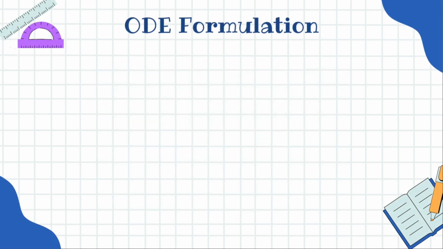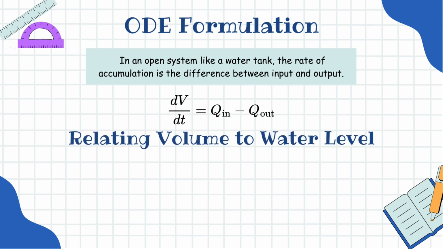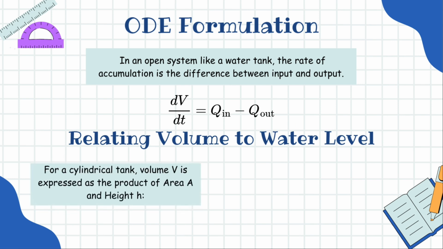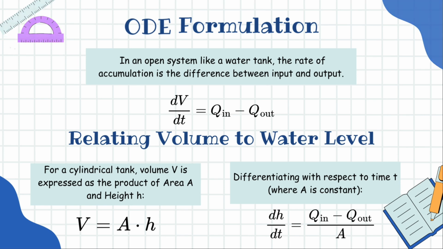So next, we will go to the ODE formulation. In an open system like a water tank, the rate of accumulation is the difference between input and output. So, we get dV/dt = Q_in - Q_out. After that, we relate volume to water level. For a cylindrical tank, volume is expressed as the product of area and head, V = A H. After that, we differentiate with respect to time t, where A is constant: A dH/dt = Q_in - Q_out. And after we move A, we get dH/dt = (Q_in - Q_out)/A.